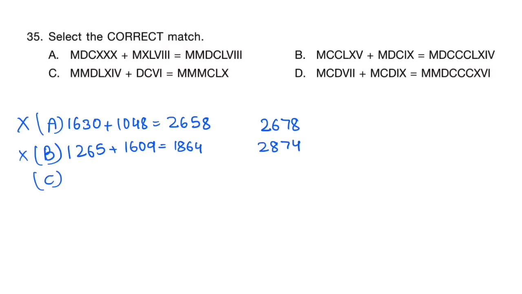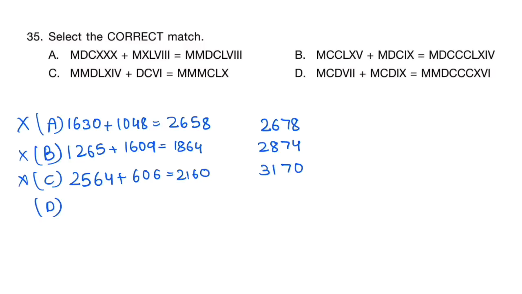C, 2564 plus 606 is equal to 2160. This is also incorrect because the sum is 3170.